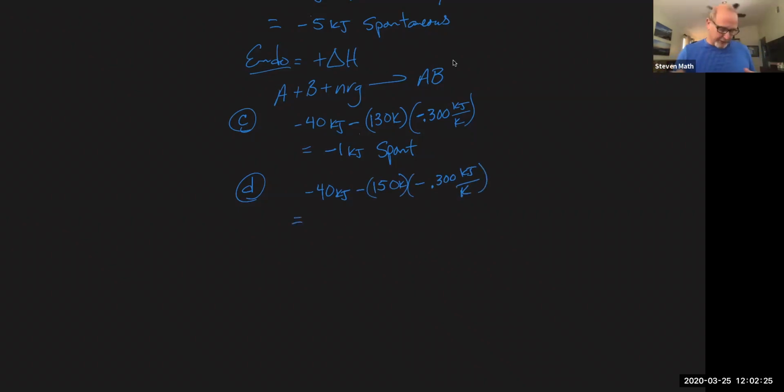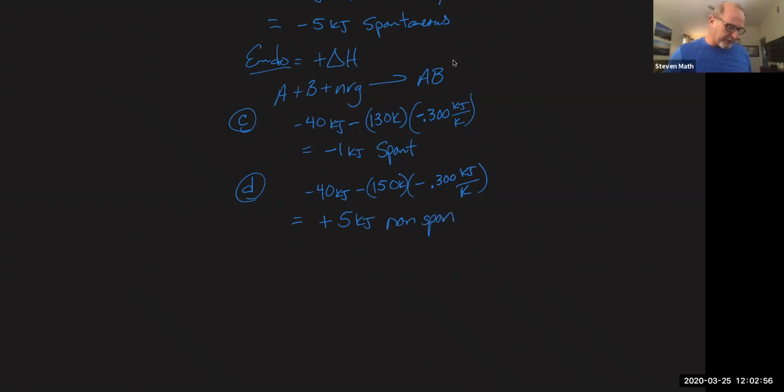I don't have this one done. Bear with me for a moment while I calculate it. We're just going to say 150 times negative 0.3 gives me that. We're going to have negative 40 minus a negative 45. Holy cow. This just became non-spontaneous. So it went up to positive 5 kilojoules. Now we went non-spontaneous.